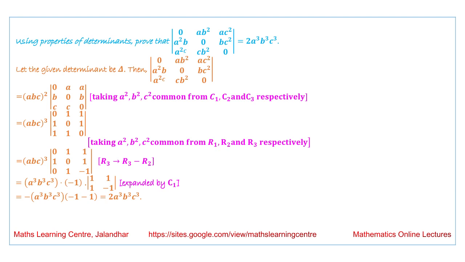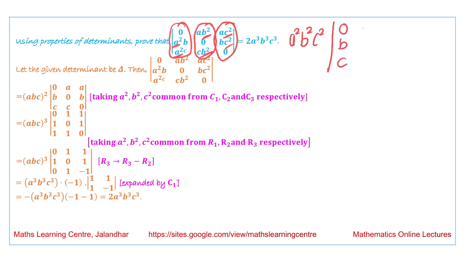Now in this question we have to prove that this determinant is equal to 2 times a cube, b cube, c cube. So if we look at the terms over here, from this first column we can take a square common. From this second column we can take b square common, and from this third column we can take c square common. So we are writing it is a square b square c square, determinant of 0 b c, then it is a 0 c, and then it is a b 0.